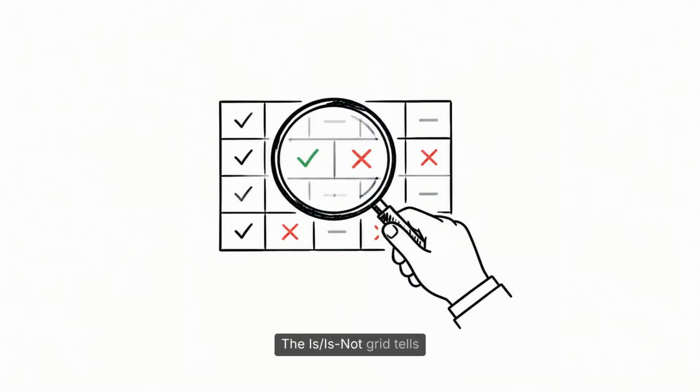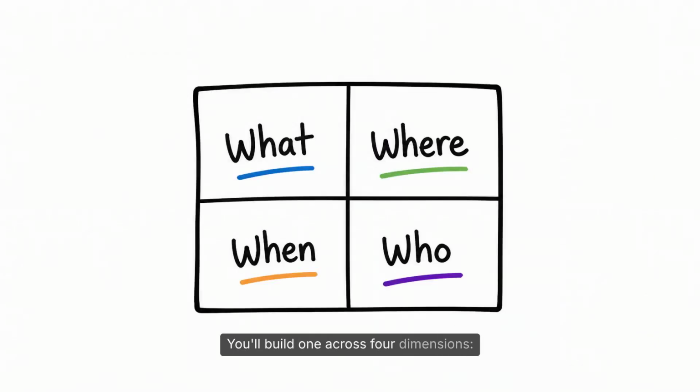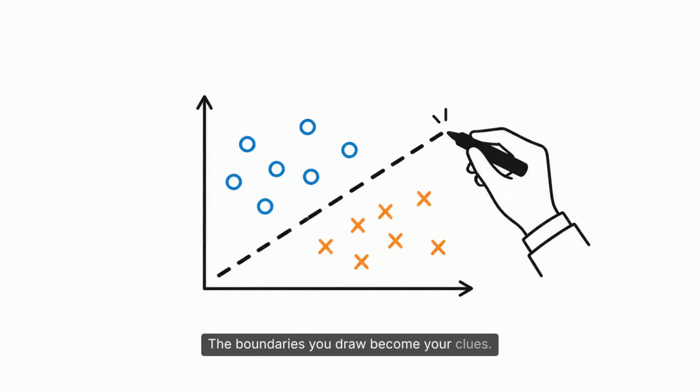The is/is not grid tells you exactly where to look. You'll build one across 4 dimensions: what, where, when, and who. The boundaries you draw become your clues.